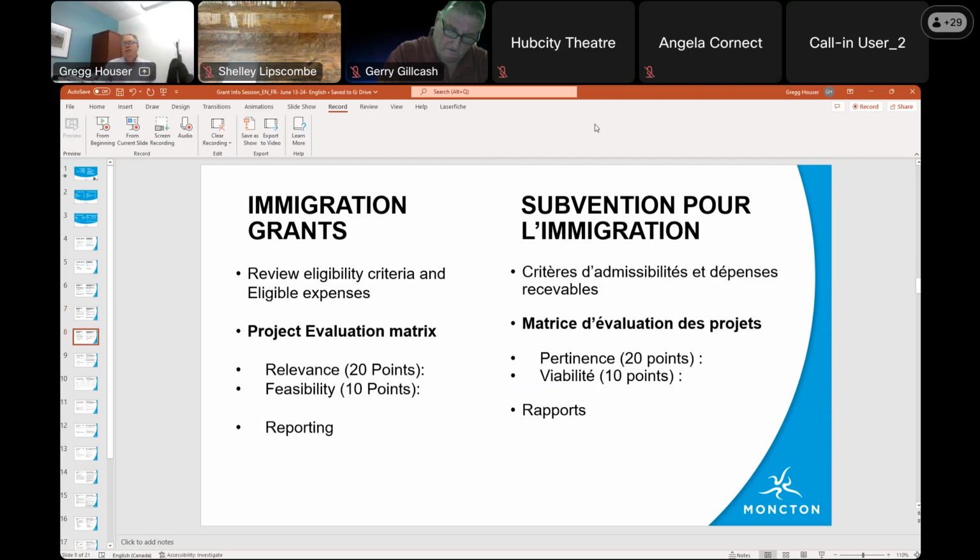Once again, there are similar eligibility criteria and eligible expenses, with more details in the body of the grant policy. The costs are to support the development and support of the immigration strategy. The matrix is exactly the same as for cultural: relevance is 20 points, feasibility is 10 points, and then there's reporting at the end. We'll talk a little about reporting in a few minutes.